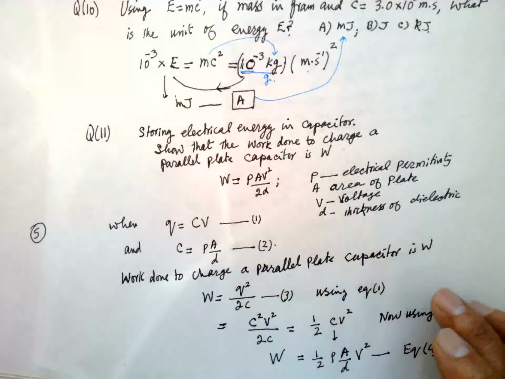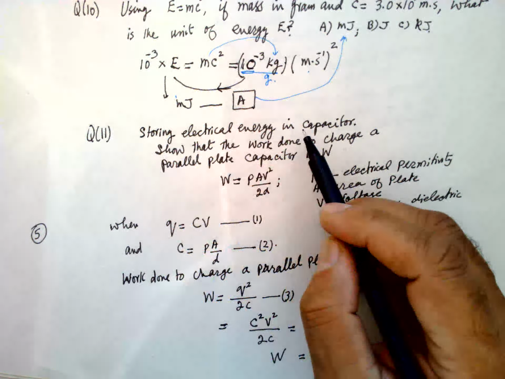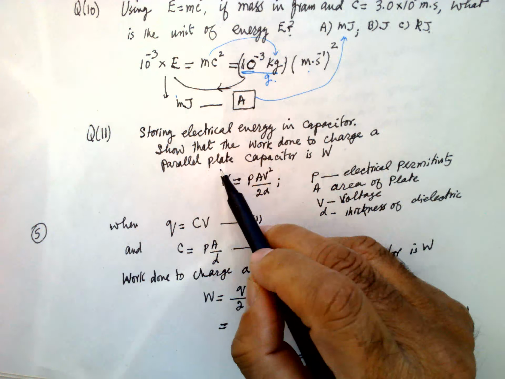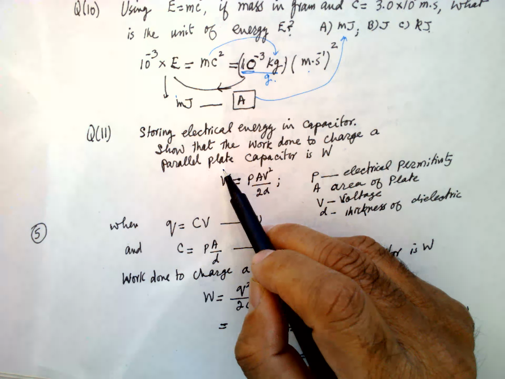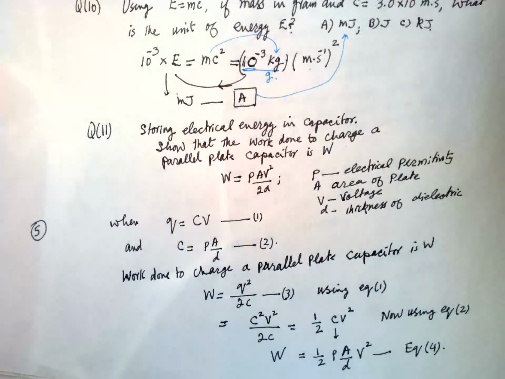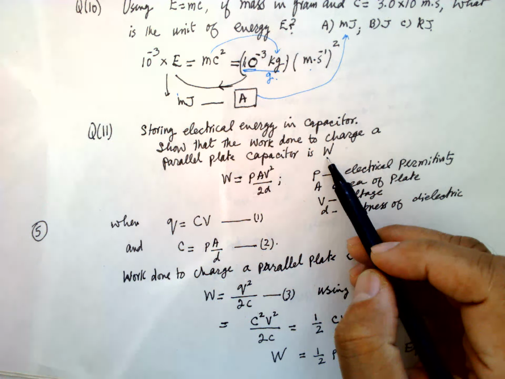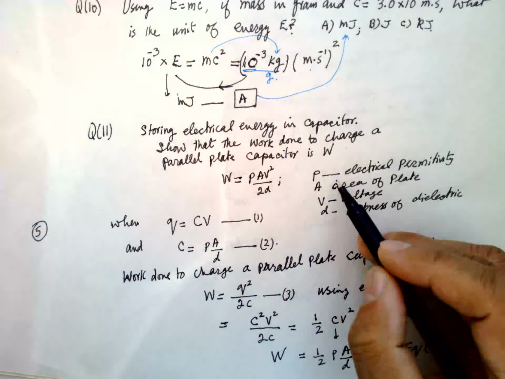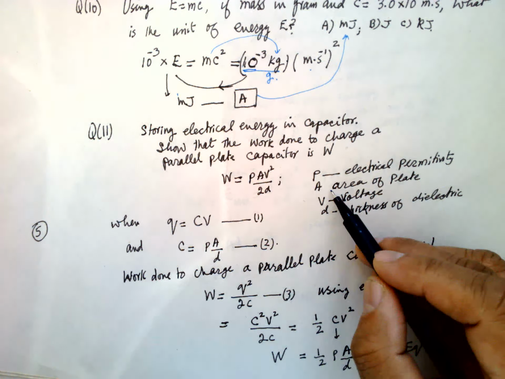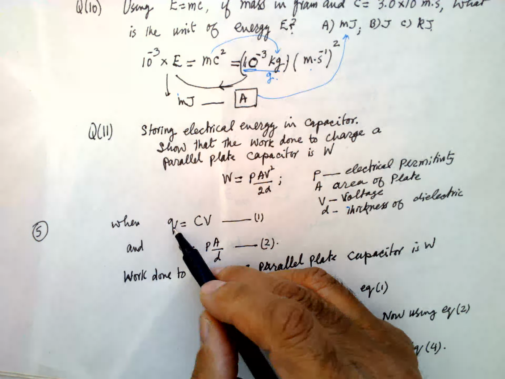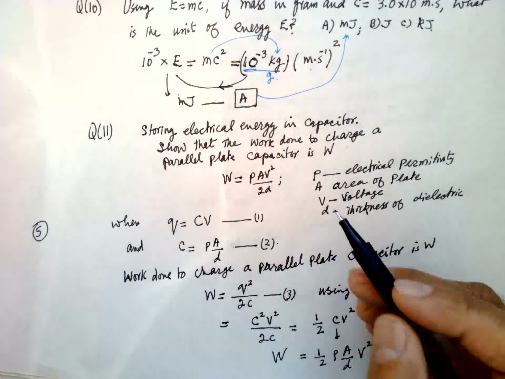Question number 11. Storing electrical energy in a capacitor, show that the work done to charge a parallel plate capacitor is W, W is equal to P A V square over 2D. P is electrical permittivity, A is the area of the plate, V is the voltage, and D is the thickness or separation of dielectrics. We will use these two equations.